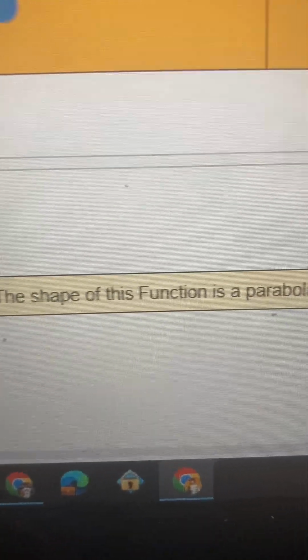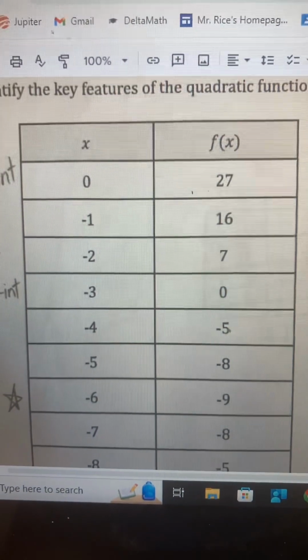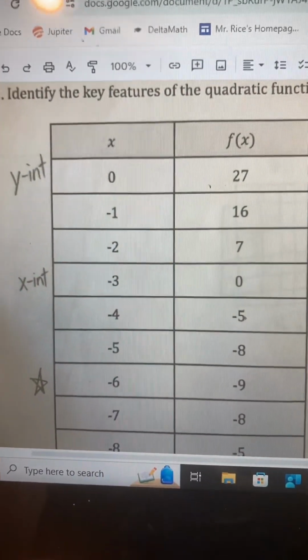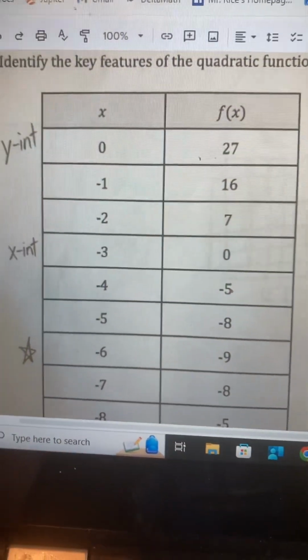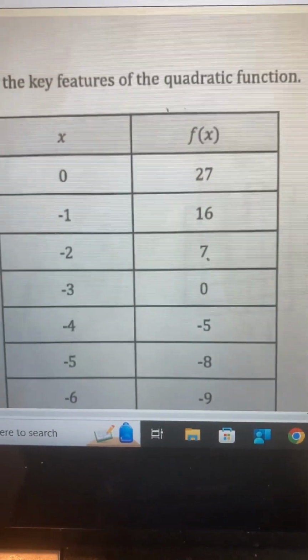Alright, describing a quadratic from a table. The shape of this function is a parabola that opens up. Now here we have my table. As you can see, I have my y-intercept, my x-intercept, and my vertex labeled. Now, normally you're going to want to circle each of these. For this example, I didn't.